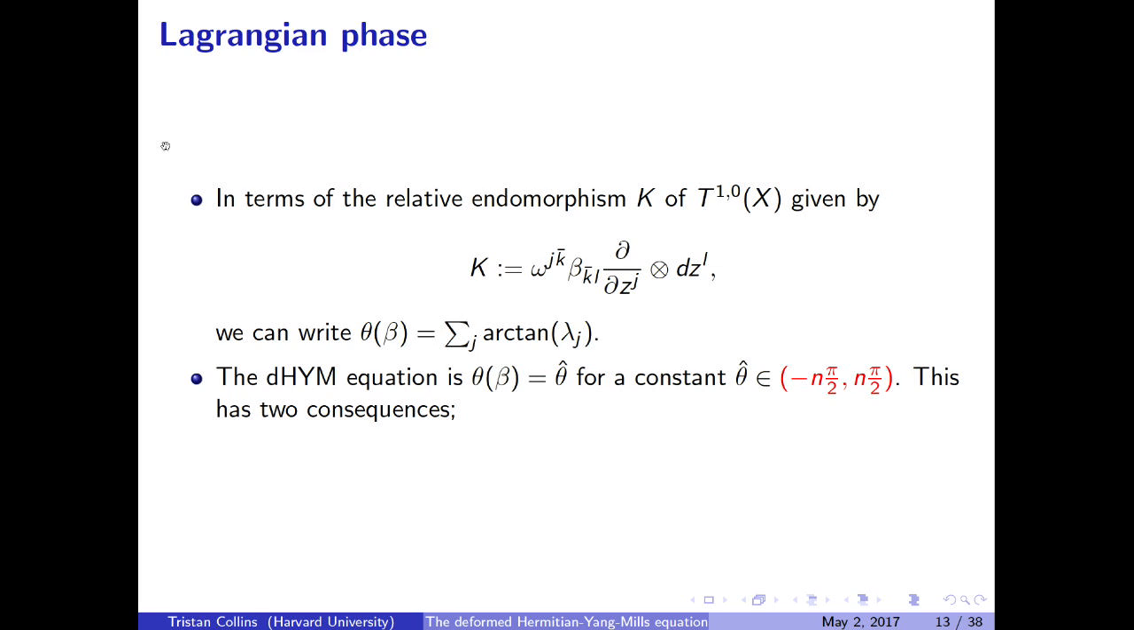This is some complex version of that. Okay, but there's an important point here, which is that this constant, if we can solve this equation, is valued in minus n pi over 2, n pi over 2, right? Because we're summing up n copies of arctan of lambda something. That gives us a number. So whatever this constant is, it's not just defined modulo 2 pi. It's actually defined in R. So this poses a slight problem.